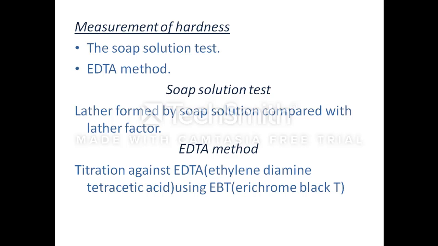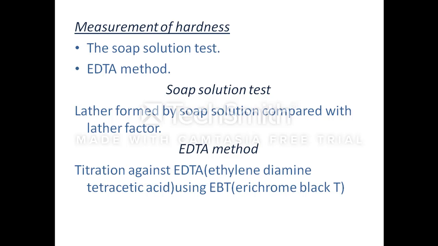Now, the measurement of hardness. How is hardness of water measured? There are two methods to measure the hardness of water. First is soap solution test and the second one is EDTA method. In soap solution test, the soap solution is added to the water sample and then you have to shake it for 5 minutes or more than that.